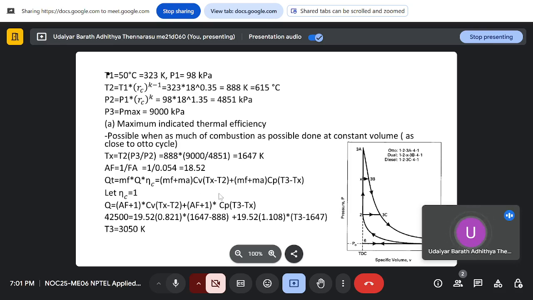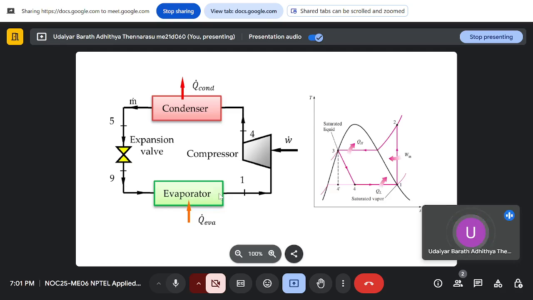So with that we'll move on to vapor compression cycles. So this is the last part of the cycles. So we have here the vapor compression cycle. If you see, this is a refrigerant cycle. So it's a power consuming cycle.